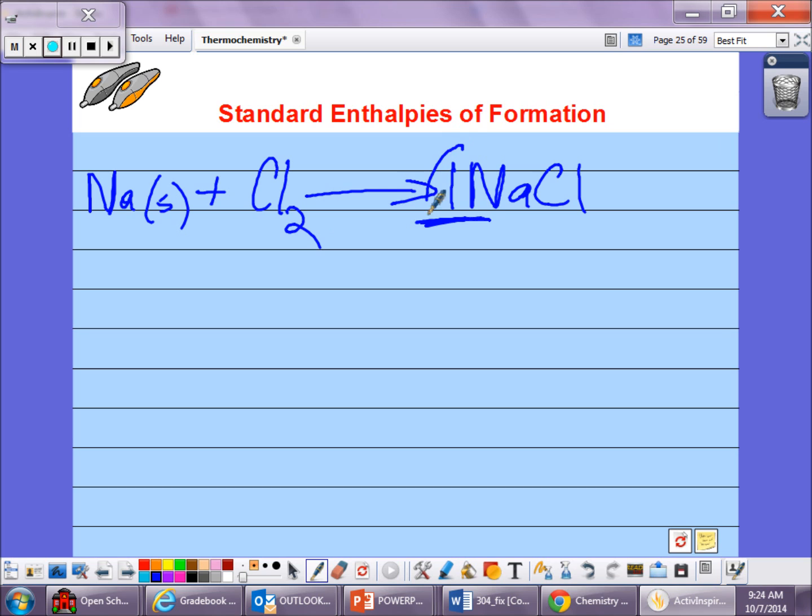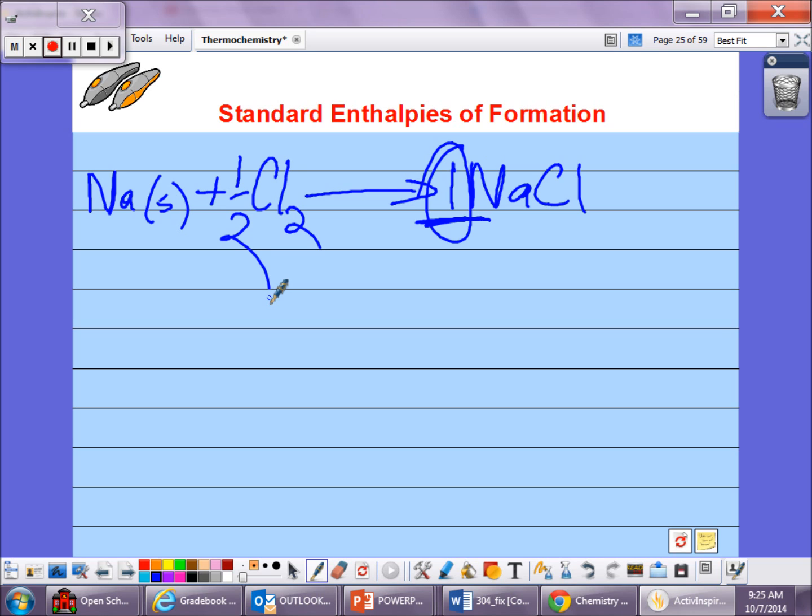Because you should never change that 1. It should always be 1. The only way we can balance is to use a fraction right here. It is okay to use a fraction on the reactant side, but you should always form 1 mole, nothing else. And it should always be from their elements.